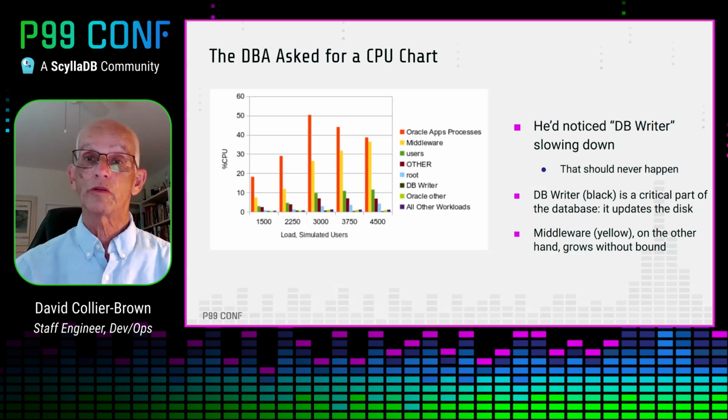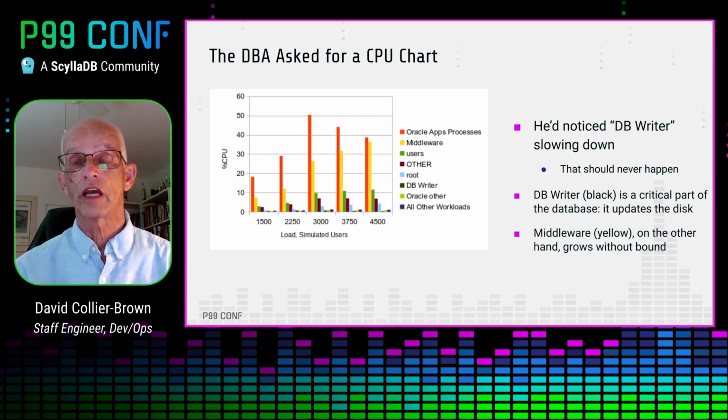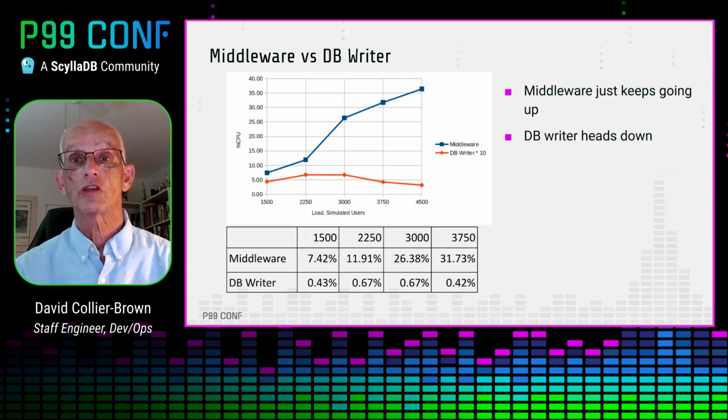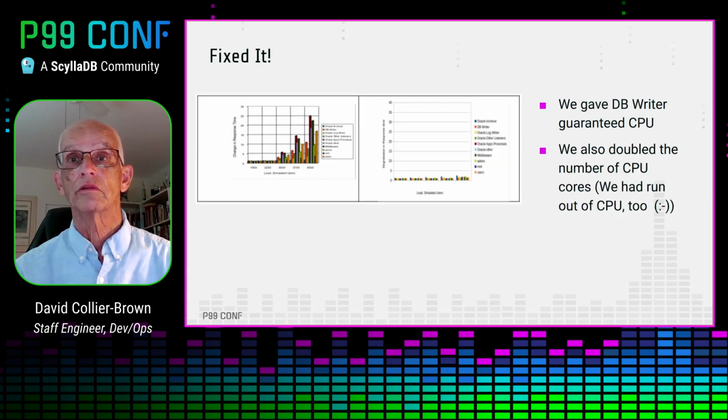What he'd seen in the previous chart was the DB writer slowing down, and he wanted to know why. So he asked for a CPU chart. This is a detail of it. Once the system as a whole hit 100% CPU at 3,000 users, the DB writer percent CPU started going down. It shouldn't. It should keep going up, and less important programs' CPU should go down. In our case, one of the other programs, labeled middleware, kept going up and stole CPU from the DB writer, the opposite of what should happen.